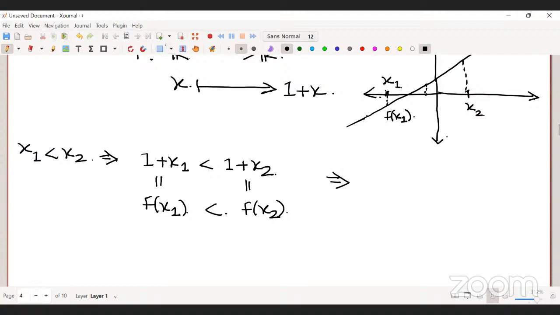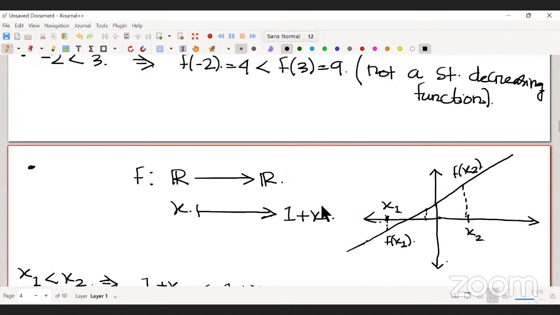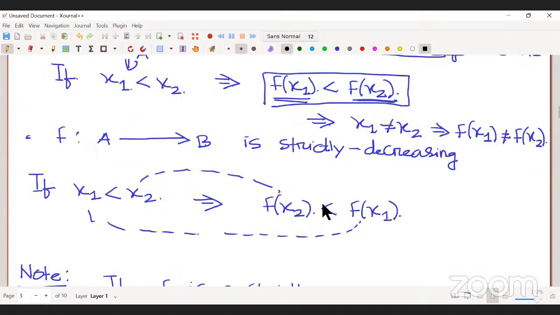That means f is a strictly increasing function, right? And since f is a strictly increasing function, after that I can blindly say that this is a 1-1 function. Okay, so any doubt about 1-1 functions and strictly increasing functions?